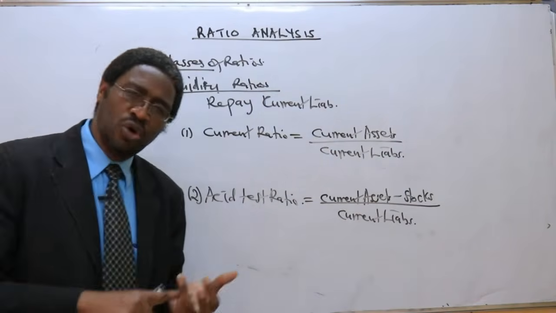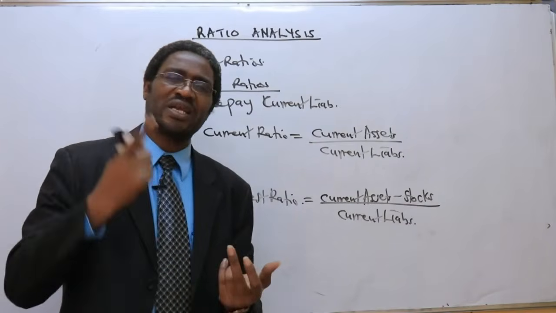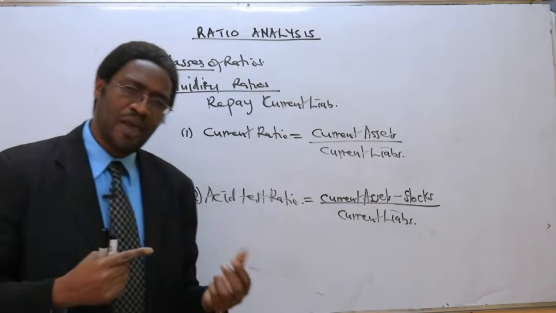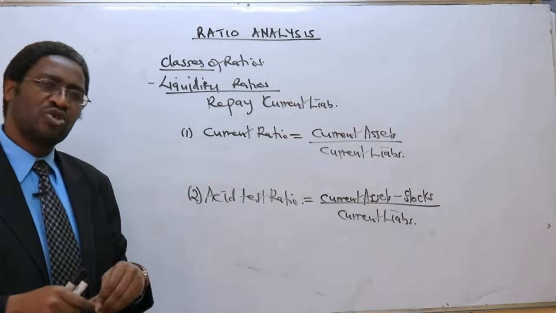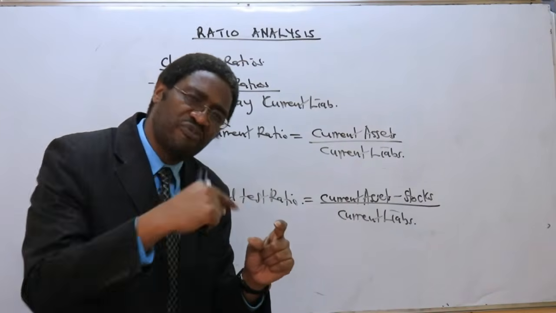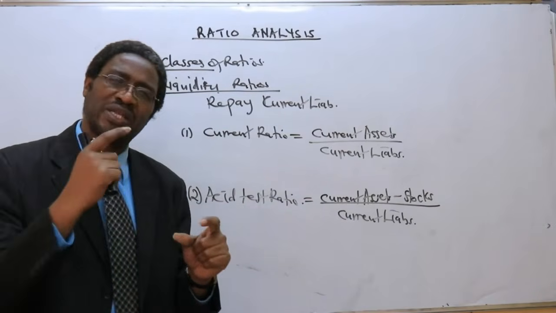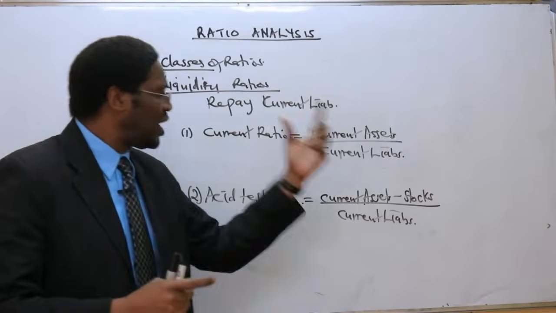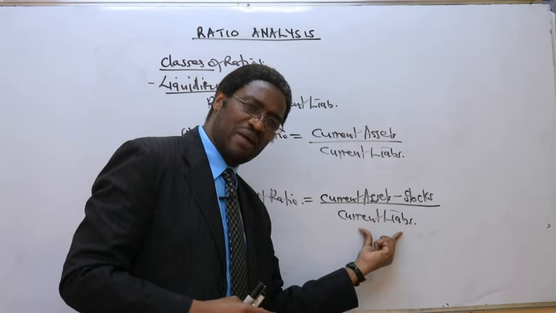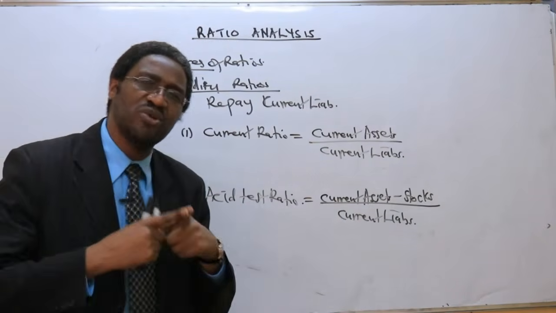Remember, current liabilities are those liabilities that should be paid within 1 year. But sometimes in a business, you may have some stocks that may take you more than a year before you sell them. So you cannot use them to compare with your ability to pay the liability within 1 year, current liability being those liabilities that should be repaid within 1 year.